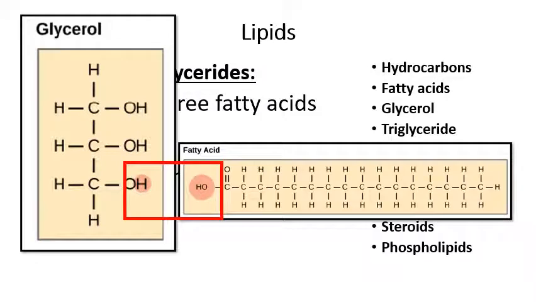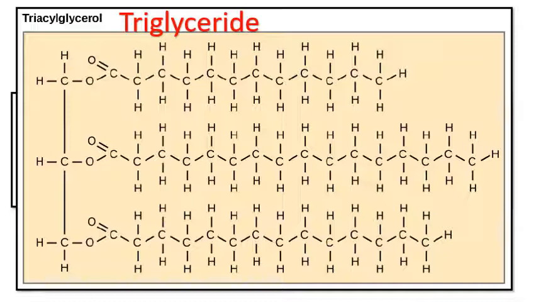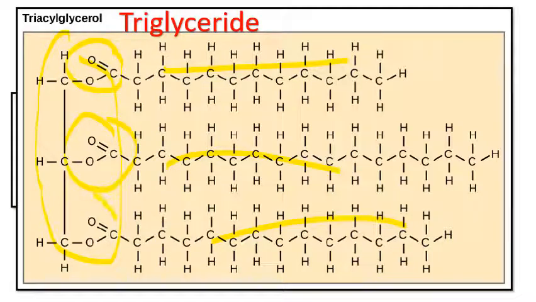Okay, if we do this all 3 times and attach 3 fatty acids to the glycerol, we will have created a triglyceride. So here we have a diagram of a triglyceride. There is the original glycerol, and here are the 3 fatty acids, and here are the ester links. This is called an ester linkage. Right? And that is triglyceride.